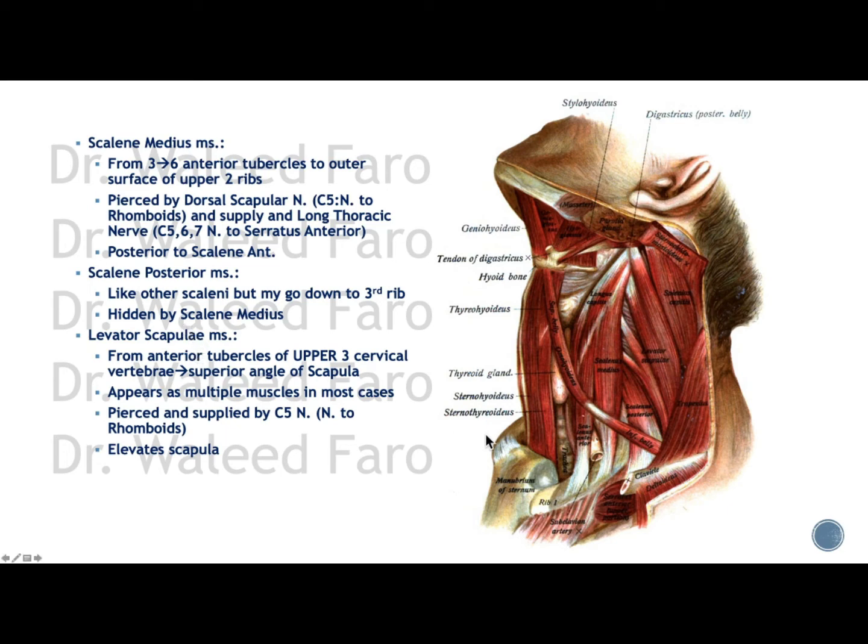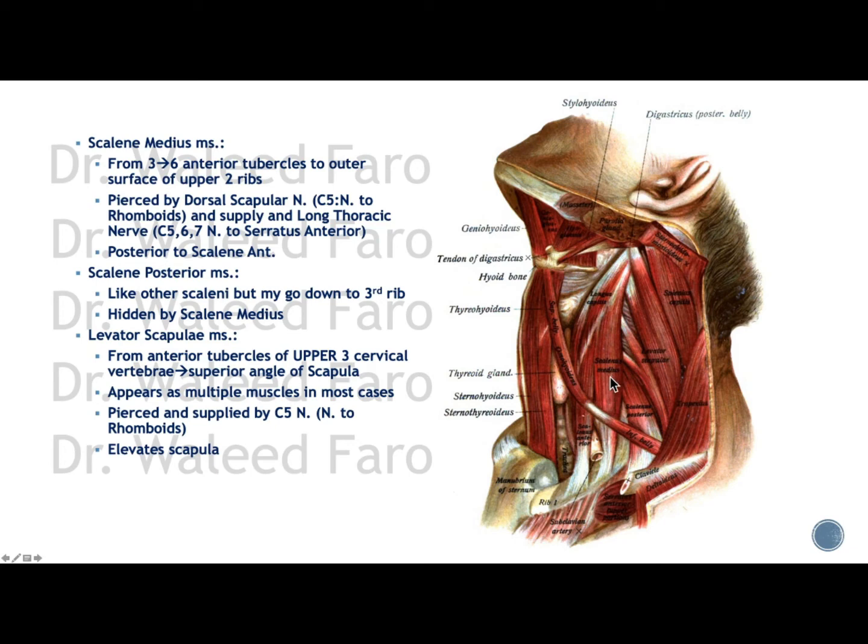The scalene medius muscle, this is the scalene medius muscle. I know it by looking at the structures, the subclavian artery and the brachial plexus. It's the muscle behind them, posterior to them. Of course, posterior to the scalene anterior. This muscle goes to the first and second ribs, outer surface, and it has two unique features.